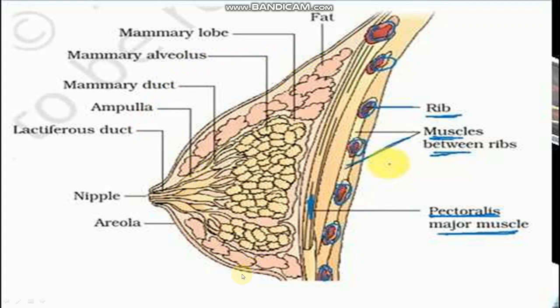This is the picture of the mammary gland, right? You can see here muscles between ribs, pectoralis major muscles, areola, lactiferous duct, ampulla, mammary duct, mammary alveolus. Alveoli, don't be confused with alveoli. Alveoli is here and in the respiratory system also.